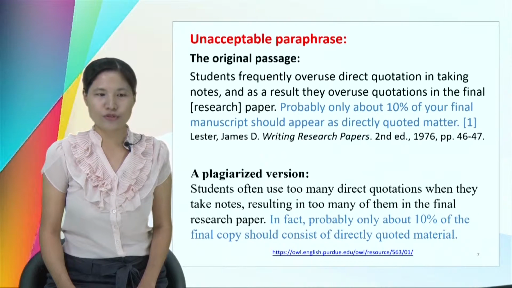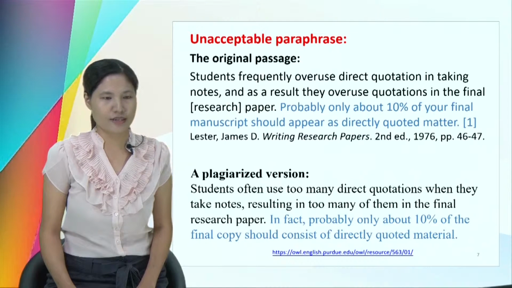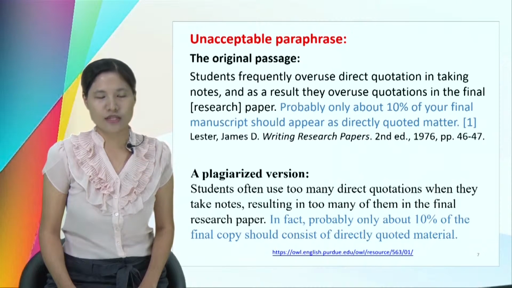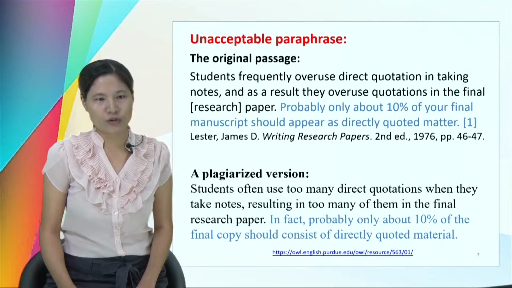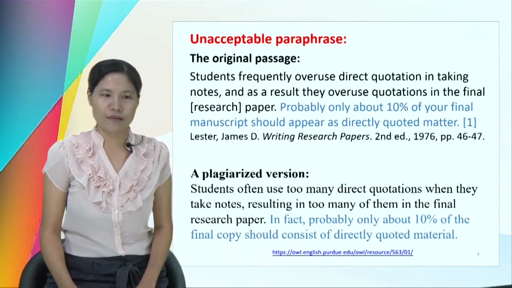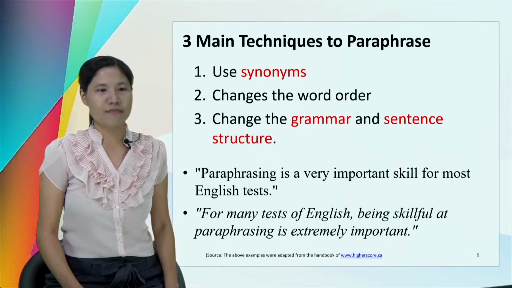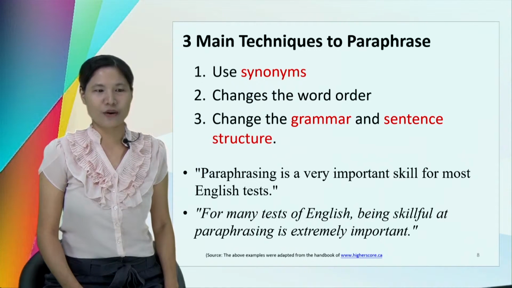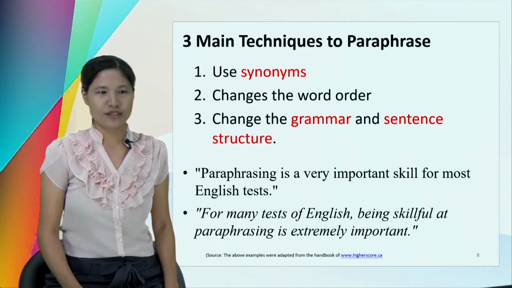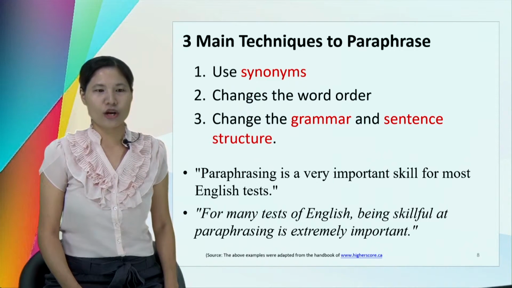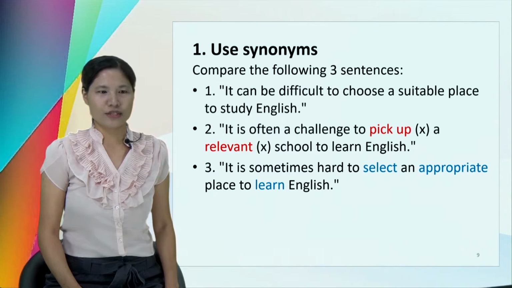So here I want to show you that paraphrase is not just changing some words. It is not enough. Using the synonym is not enough. 只用同义字是不够的. We have to also change the grammar and the sentence structure. And now let's look at the 3 main techniques to paraphrase. First, I want to talk about synonyms, 同义字, and second, change the word order, 换字序, and third, change the grammar and sentence structure, 换文法或是句型结构.